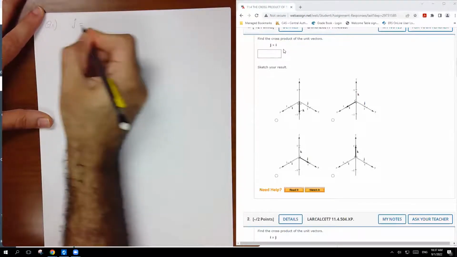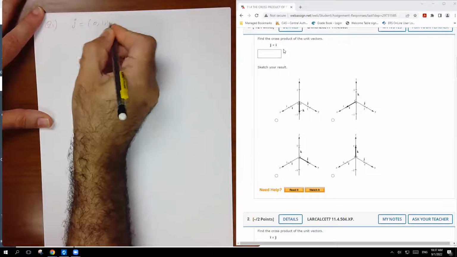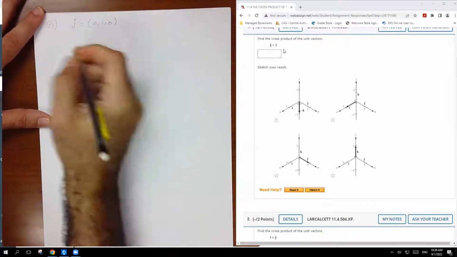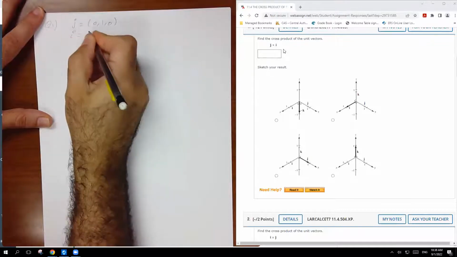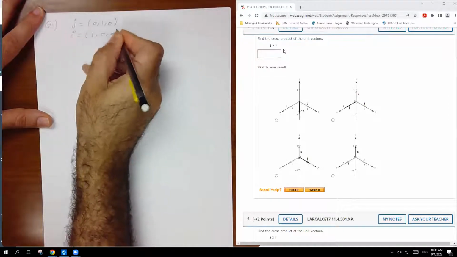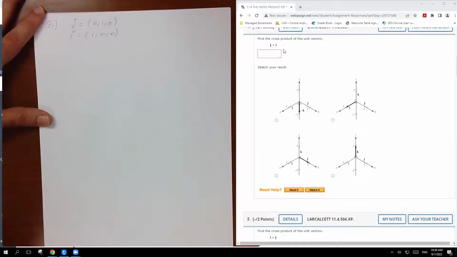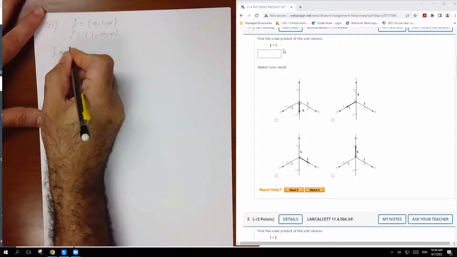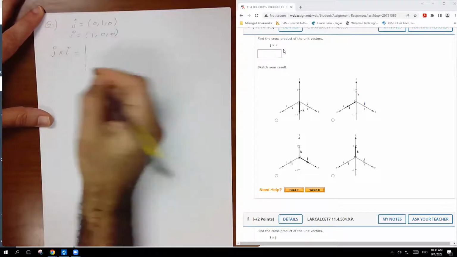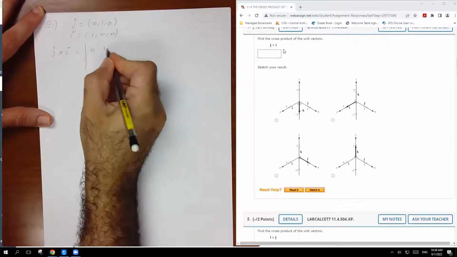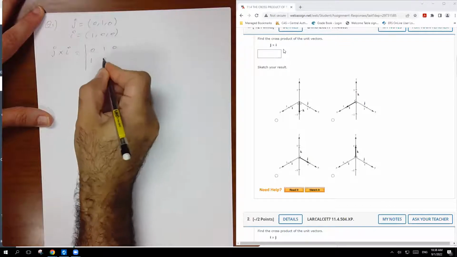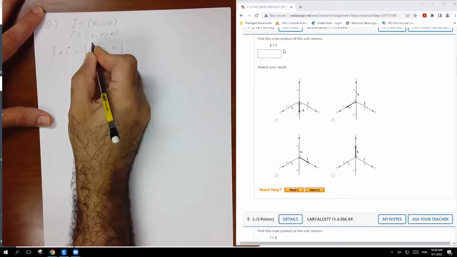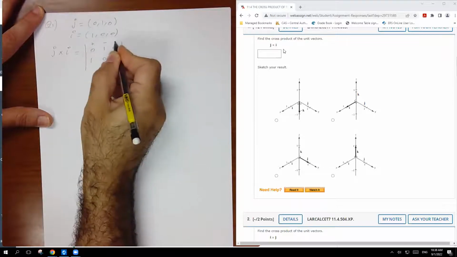So J is 0, 1, 0. This is the standard unit vector. And I is 1, 0, 0. So if you want to do the cross product, that means J cross I is going to be 0, 1, 0 and 1, 0, 0. This is positive, this is negative, this is positive.